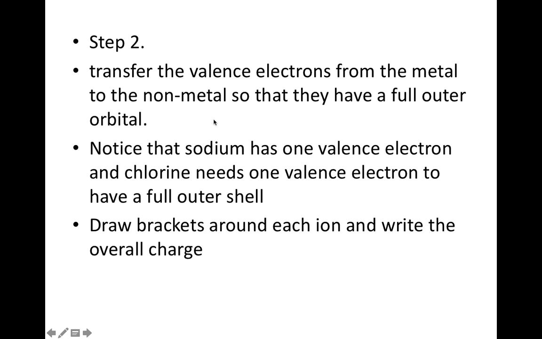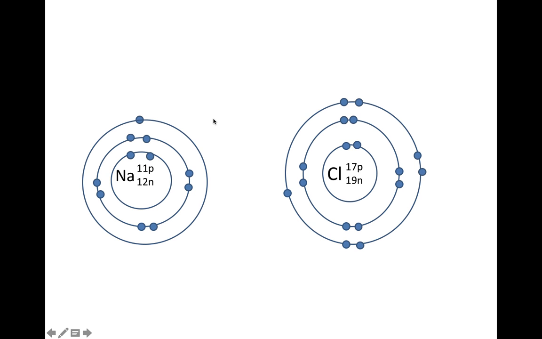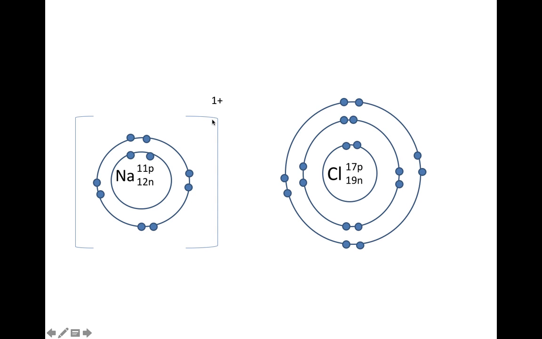Then draw brackets around each ion and write the overall charge. So we take this electron and drop it from sodium and we transfer it to chlorine. Then we draw brackets and write the charge, just like you did for ions in the last lesson. And that is the Bohr diagram for sodium chloride.